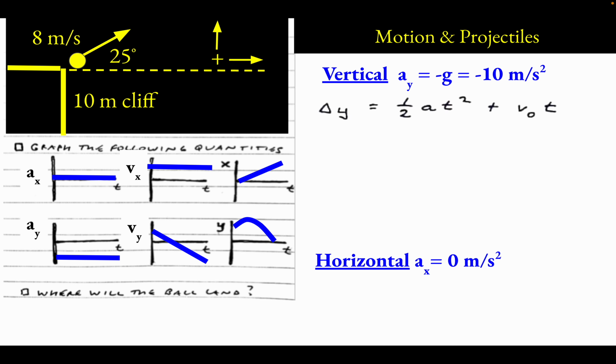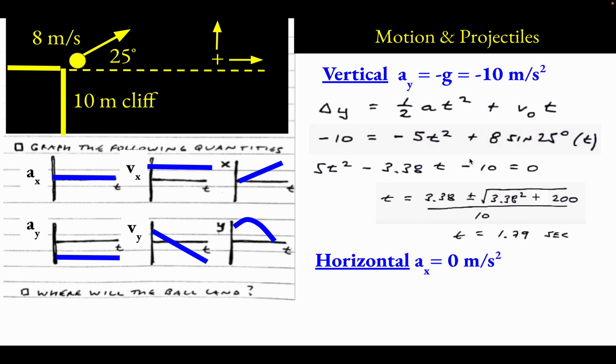So vertically, we can use this kinematic equation and plug in delta y of negative 10, because I chose positive up, so delta y is negative 10. Acceleration would be negative 10, again, only because I chose positive up. And your initial vertical velocity here would be positive. And then you would just solve this quadratic for the time of flight.